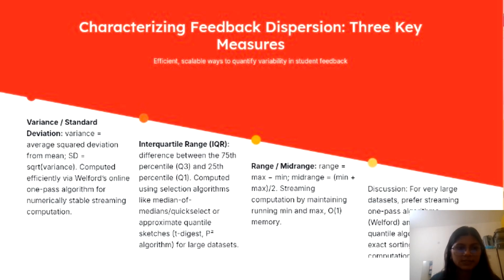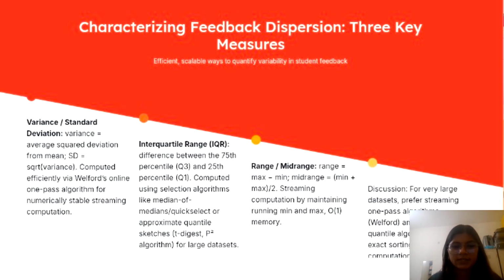First one is variance and standard deviation. Variance is equal to the average squared deviation from the mean. Standard deviation is the square root of variance, computed efficiently via Welford's online one-pass algorithm for numerically stable streaming computations. Basically, standard deviation is the square root of variance.